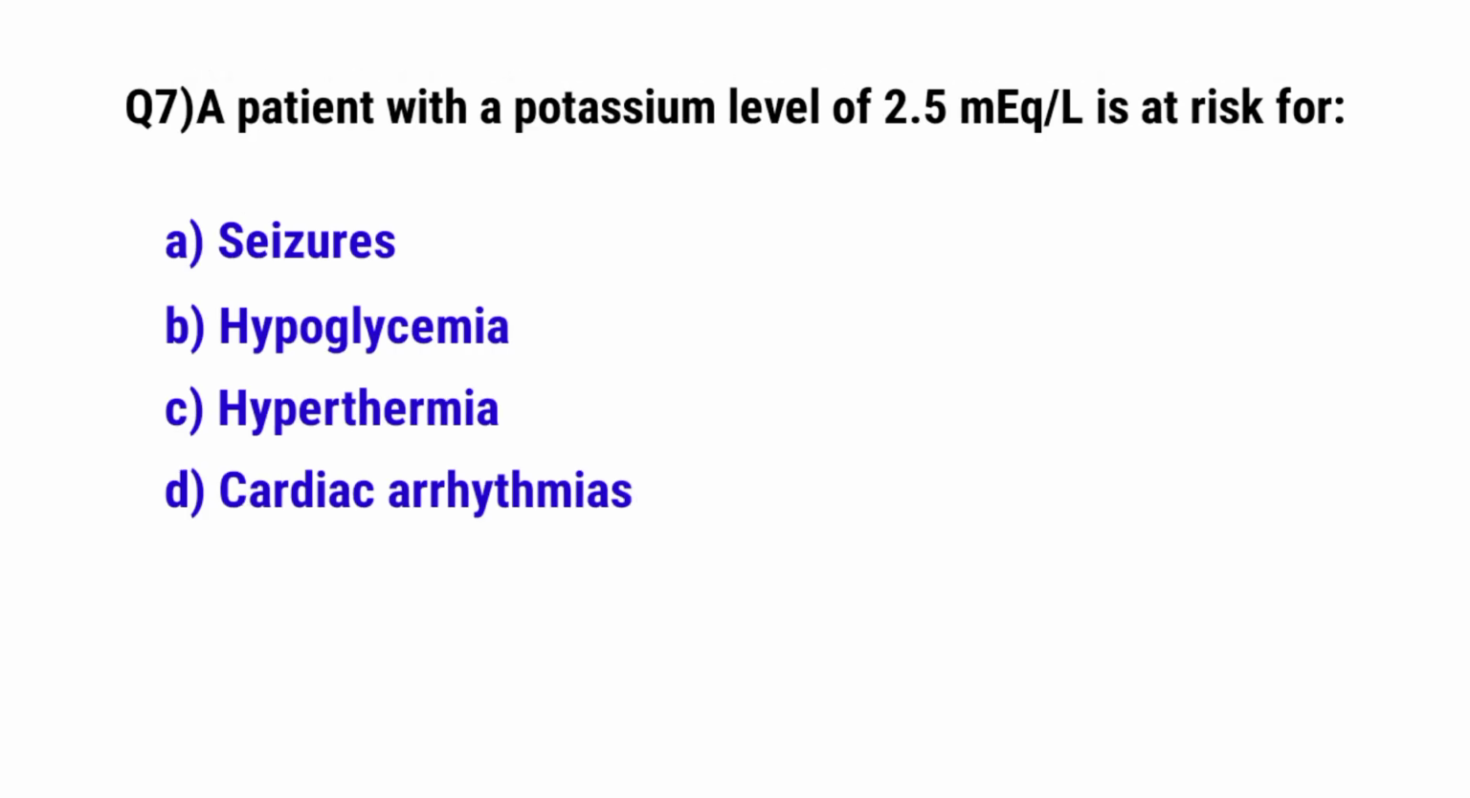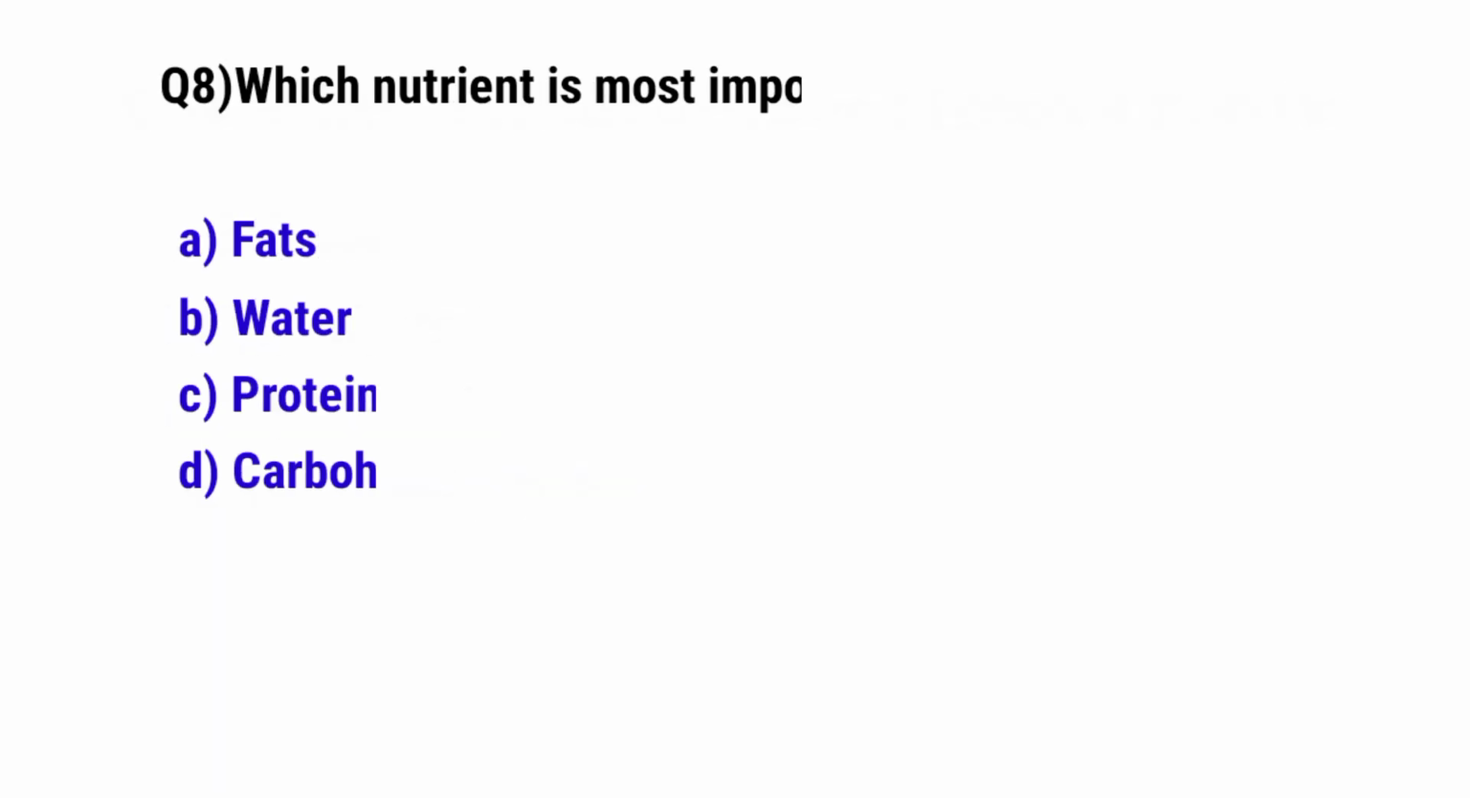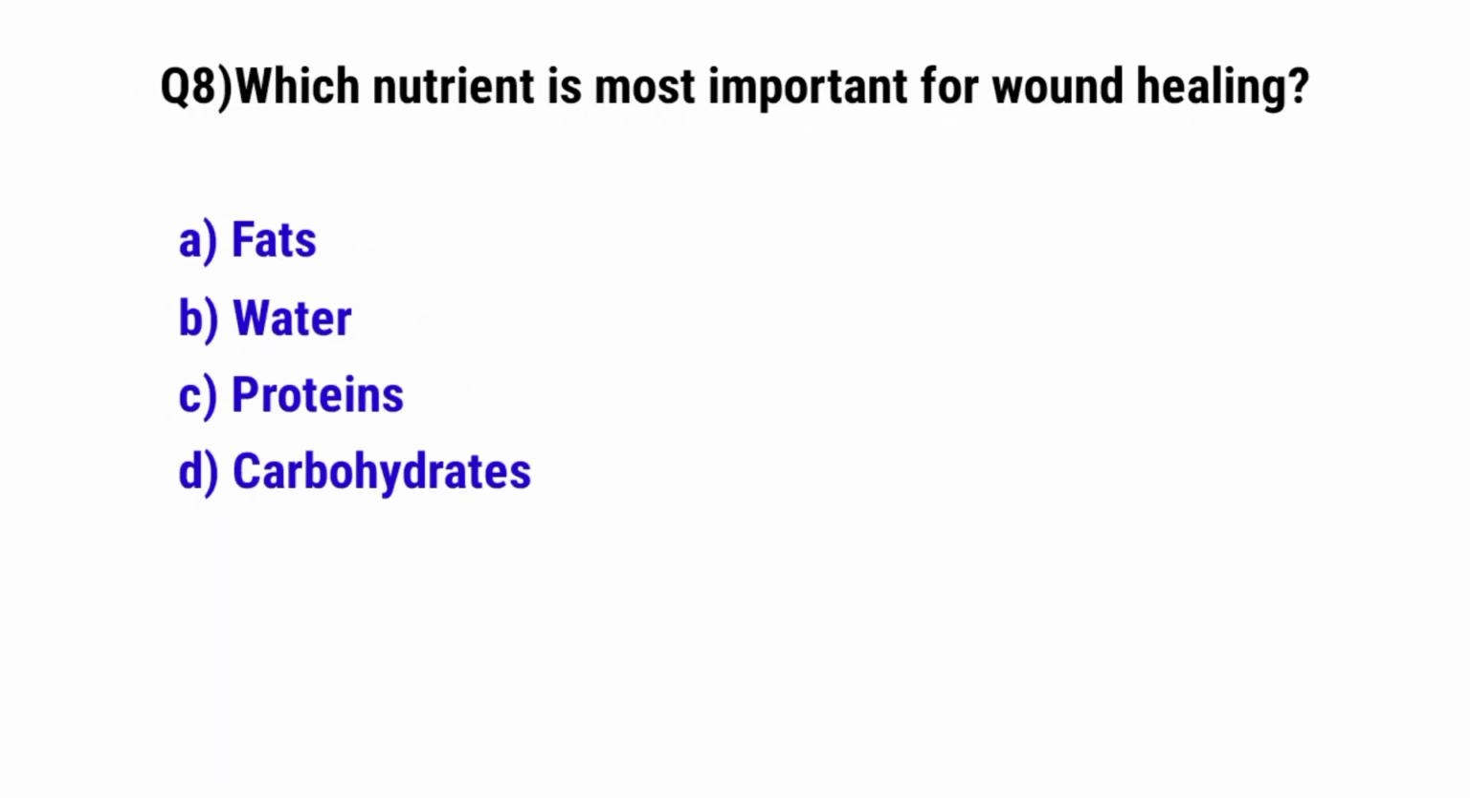Question number 7. A patient with a potassium level 2.5 milliequivalents per liter is at risk for. The correct option is D. Cardiac arrhythmias. Question number 8. Which nutrient is most important for wound healing? The correct option is C. Proteins.